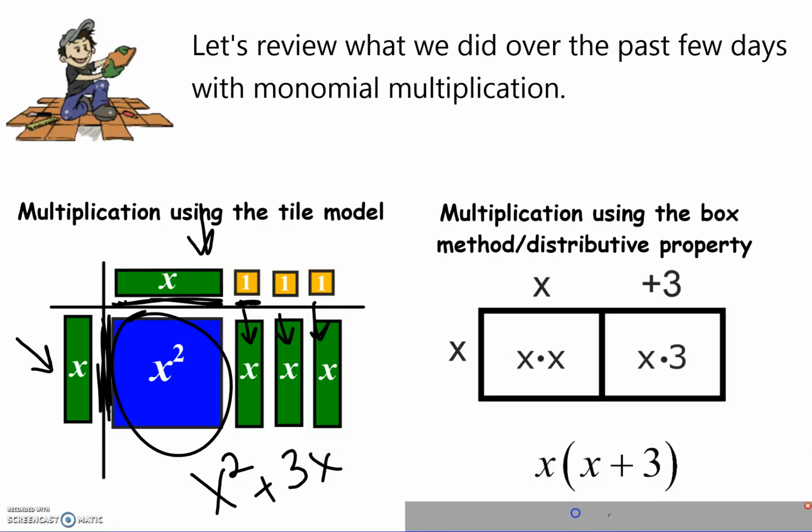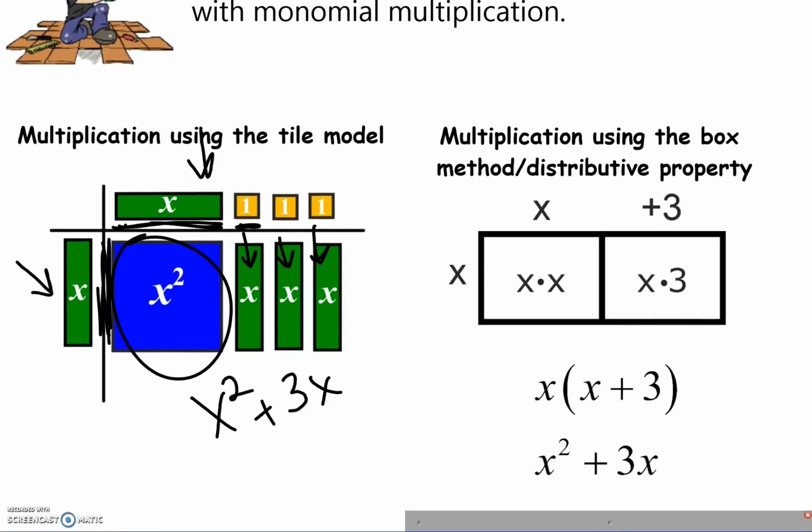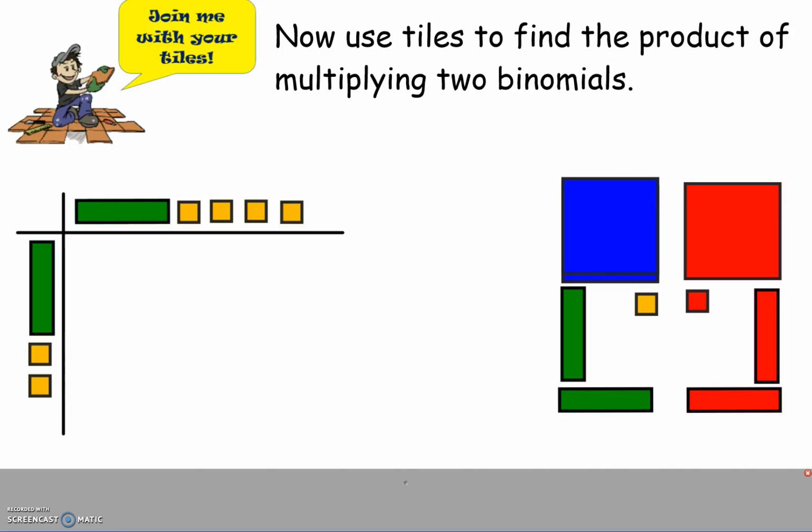And if we did it in the box method, you put the monomial there and the binomial on top, because this one I always put on the side and this one I always put on the top. So our answer right here matches our answer right here. So this equals that. So let's go to binomials.